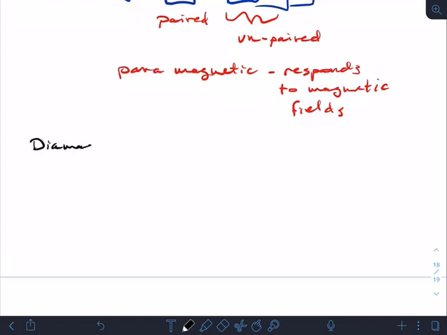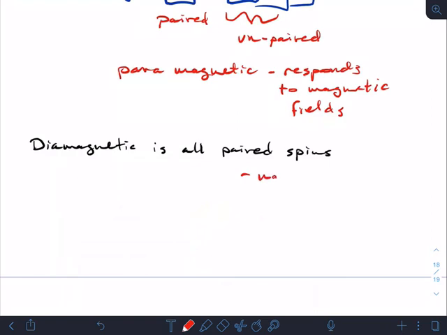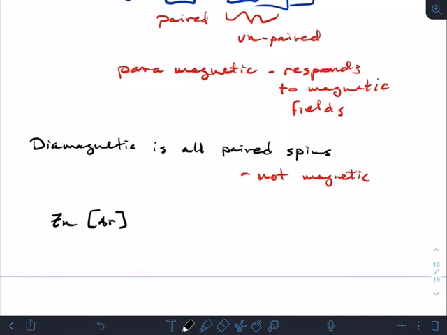All right. Now, the other side of the coin: diamagnetic. Diamagnetic is all paired spins. In other words, not magnetically susceptible. Does not respond to magnets.